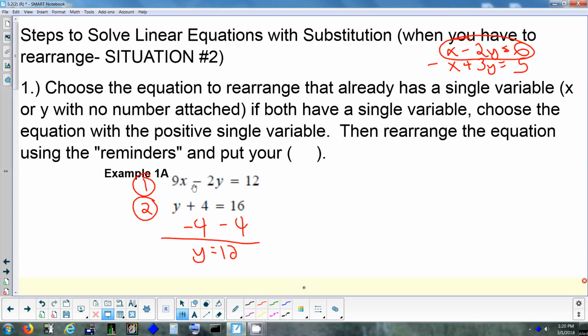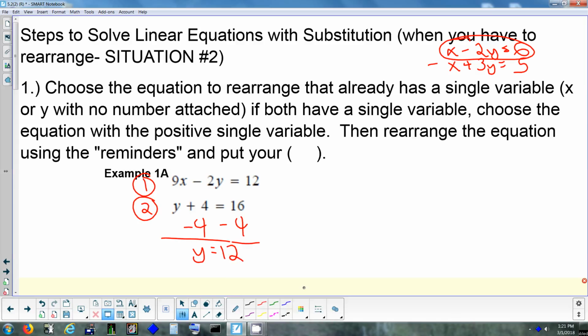So again, this one's a little bit different, guys, because we don't have an x and a y in the second equation, but that's okay. We can still go through it. All right, it's a good way to start. So that's a really bad 12, but all right, so y equals 12.